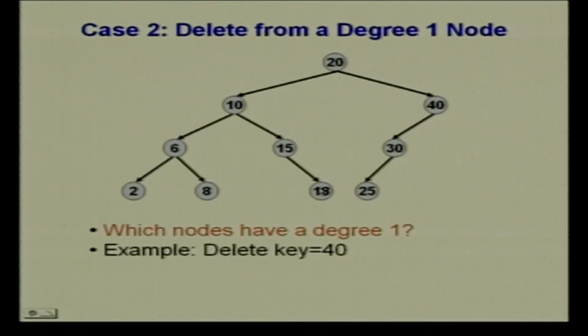For example, suppose you want to delete 40. What you do is you make the parent of 40 point to whichever child exists, in this case the left child. So, make 20 point to 30. So, 40 has been removed. This is a very simple case, and that link has been removed.